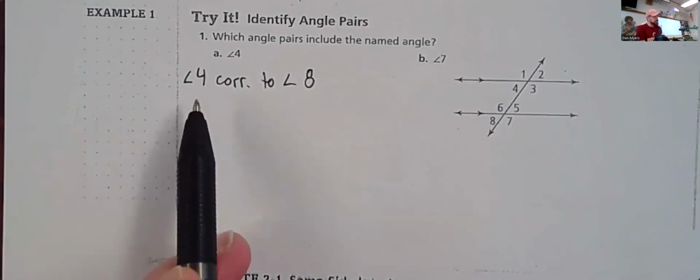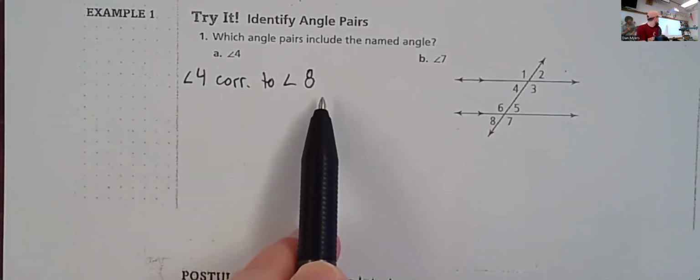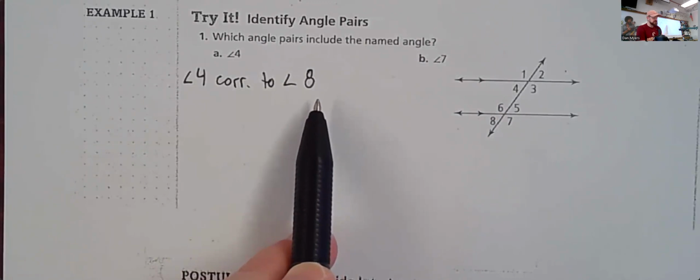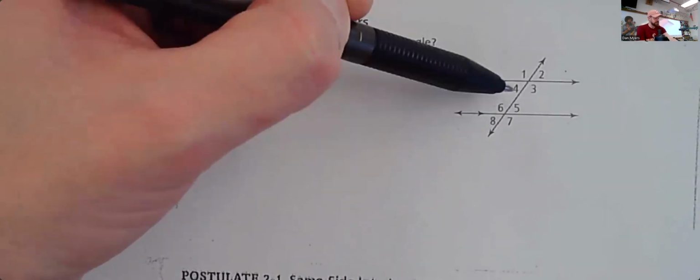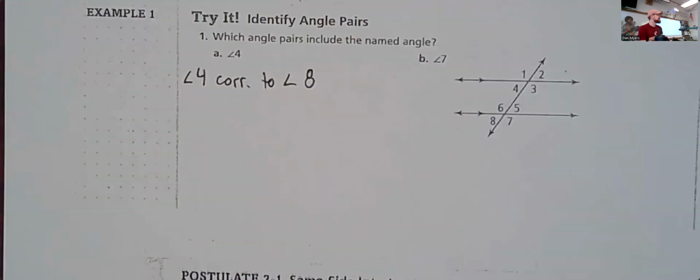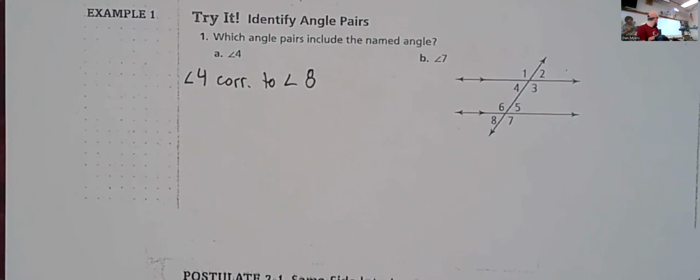So we're saying angle 4 corresponds to angle 8 because they are on the same side of the transversal. 8 and 4 are on the same side of the transversal, and it's every other. 4, skip 6, go to 8. 4 and 8 are corresponding. What is the other angle relationship that angle 4 has?